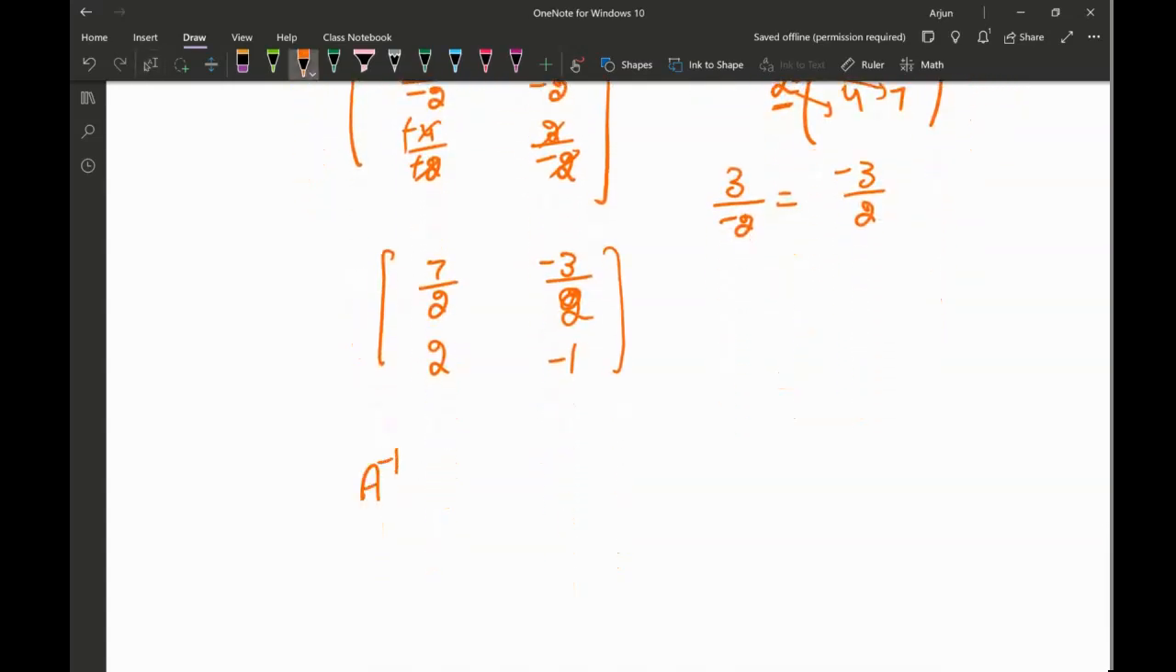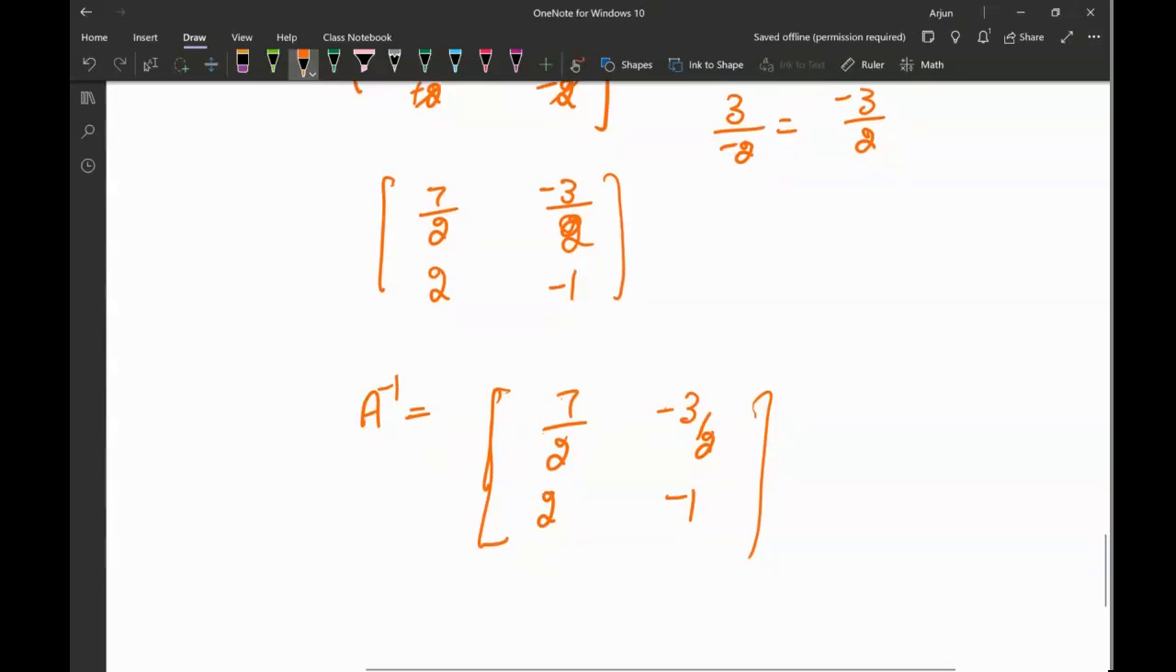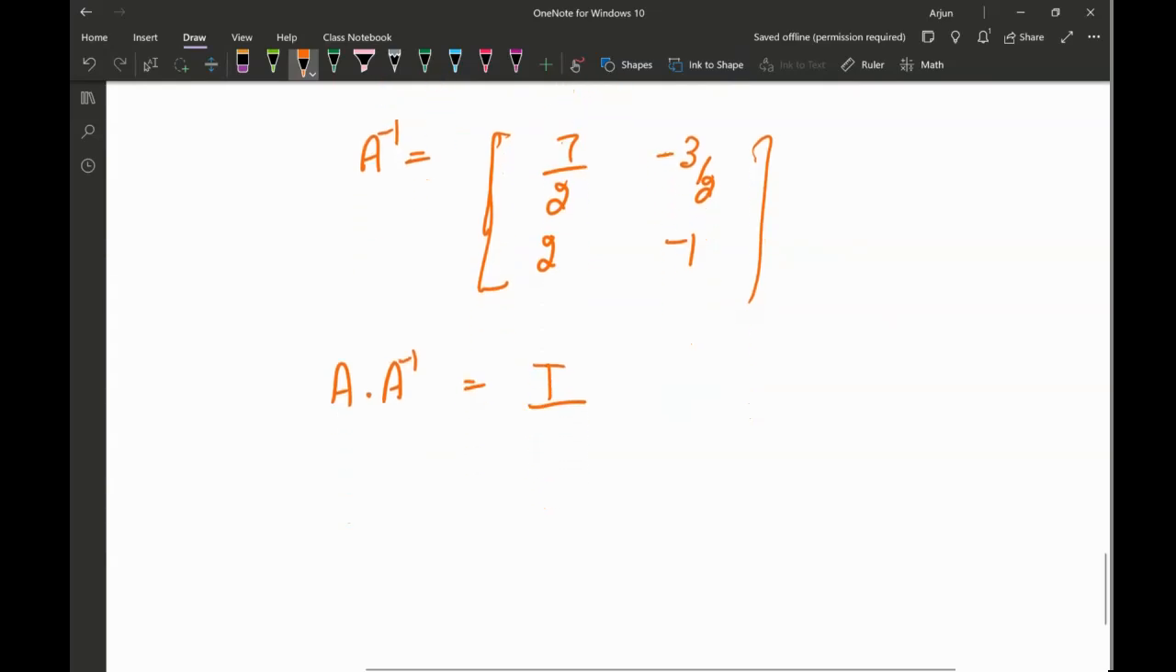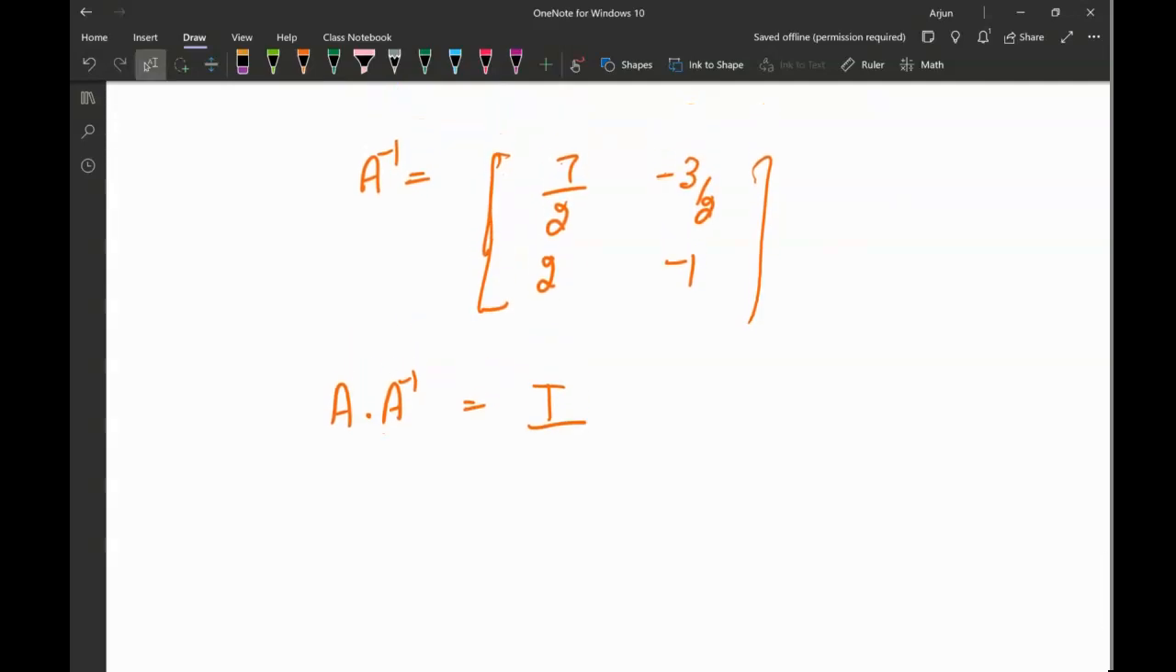So A inverse will be equal to 7 over 2, and down here 2, and this is minus 3 over 2, and this is minus 1. That is A inverse. And in the previous lecture, we also said that A times A inverse is going to give me the identity matrix. Now let's prove whether whatever we said is right or not.